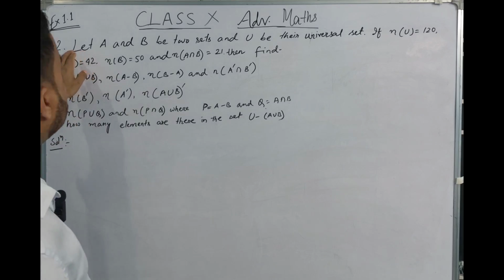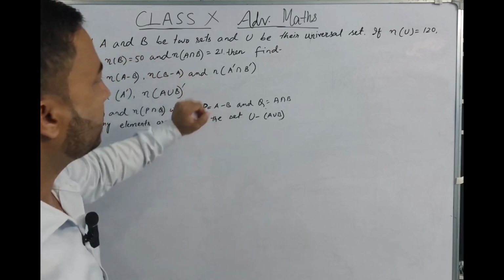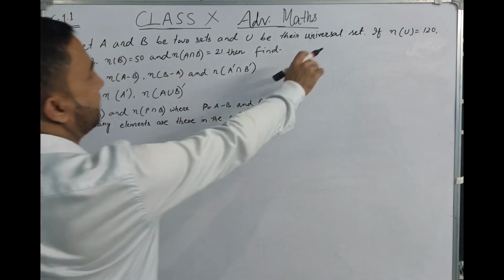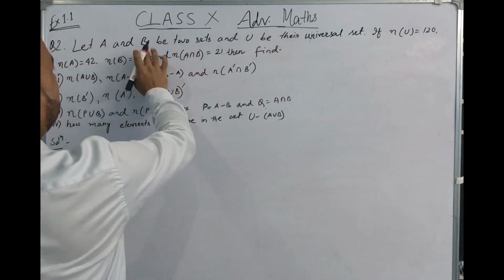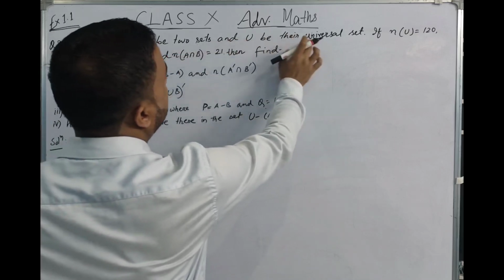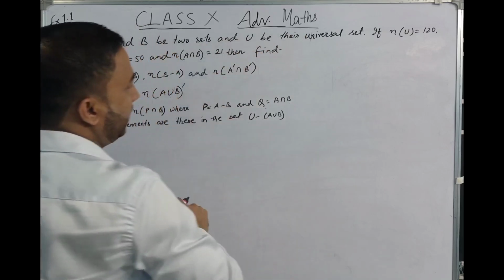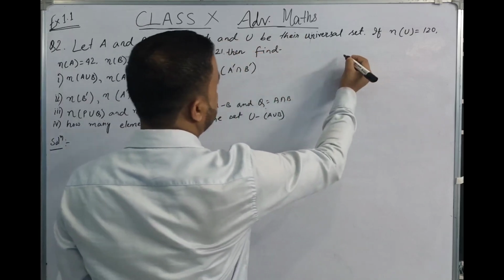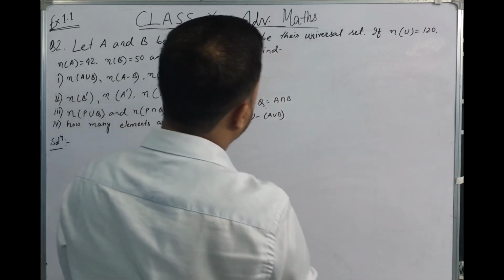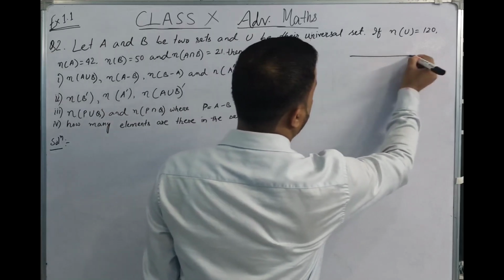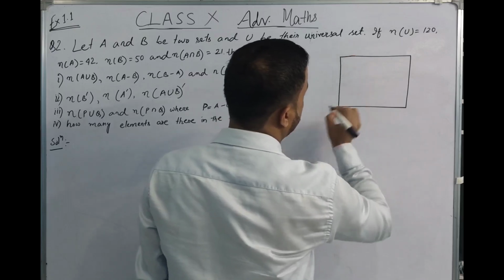Question number 2 is, let A and B be two sets, and U be their universal set. That means U is the universal set and A and B are two sets. Since U is their universal set, A and B are subsets of this set U. The Venn diagram of the question will be like this.